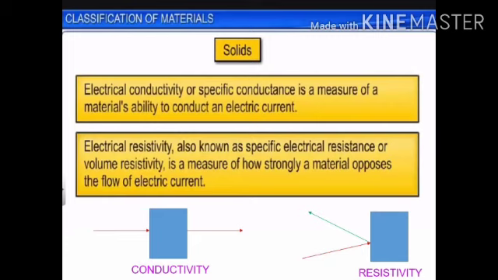So now consider wood. Wood is a bad conductor of electricity. So it will not conduct electricity. The ability of that wood to resist the flow of current is called resistivity.